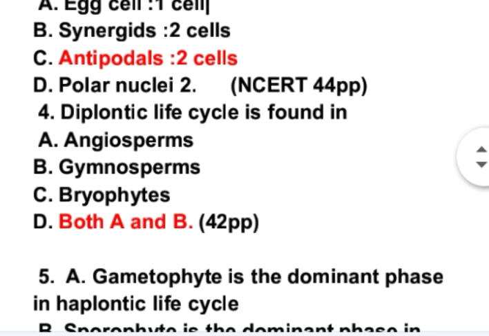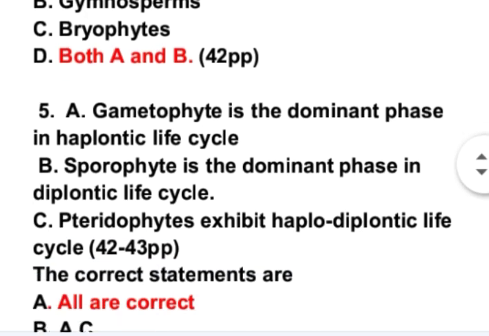Next is diplontic life cycle is found in. Options are angiosperms, gymnosperms, bryophytes, and both A and B. See, the diplontic life cycle is found in angiosperms and gymnosperms. Therefore, the correct option is D, both A and B.